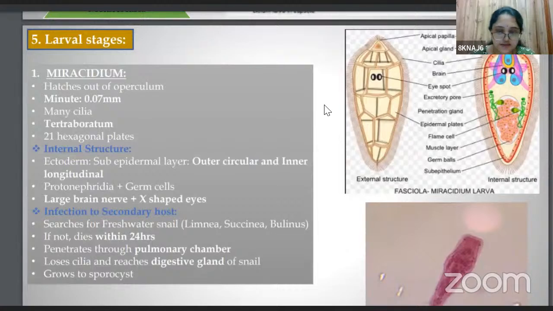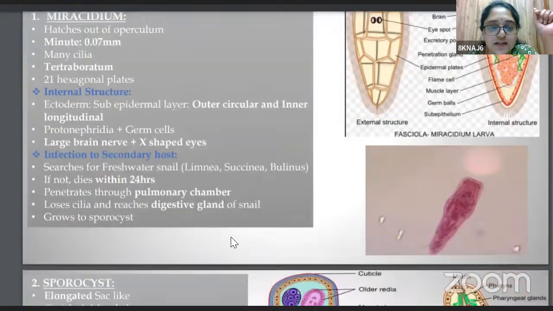So if it reaches a snail, then it penetrates with the help of the penetration glands into the snail's body by the apical papilla, and then it bores its way into the snail with the help of the penetration glands. Then it casts off the ciliated epidermis, and it goes into the pulmonary sac or the pulmonary chamber of the snail, where it undergoes into the second larval stage, which is known as the sporocyst.